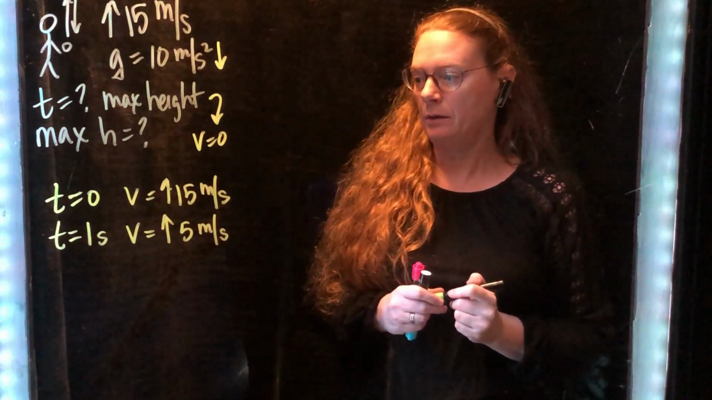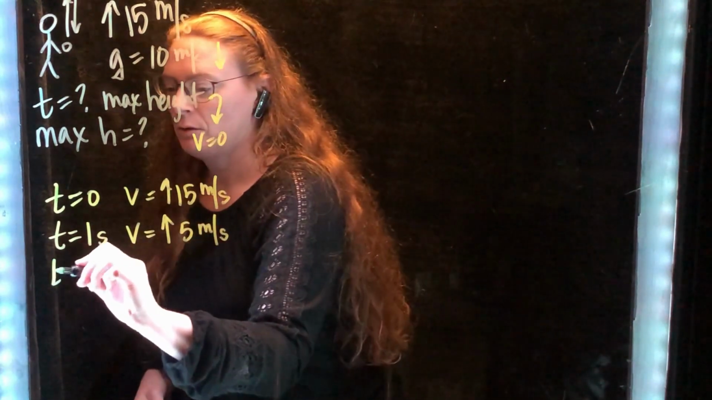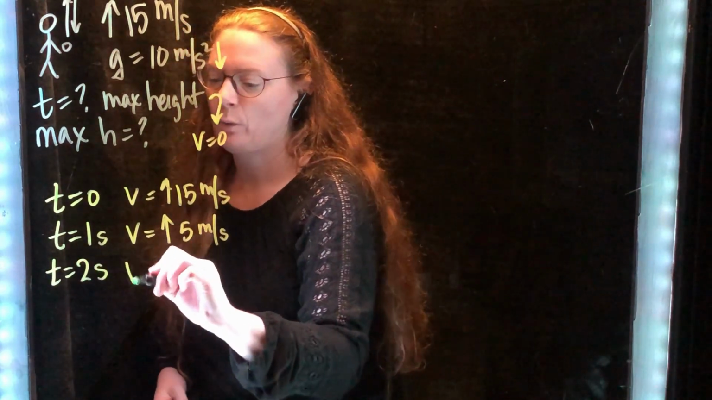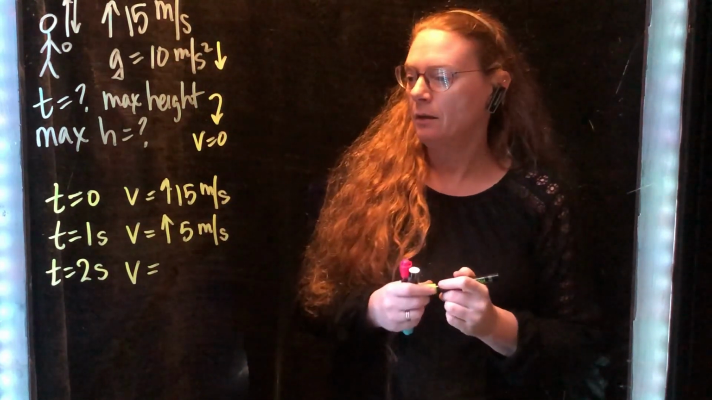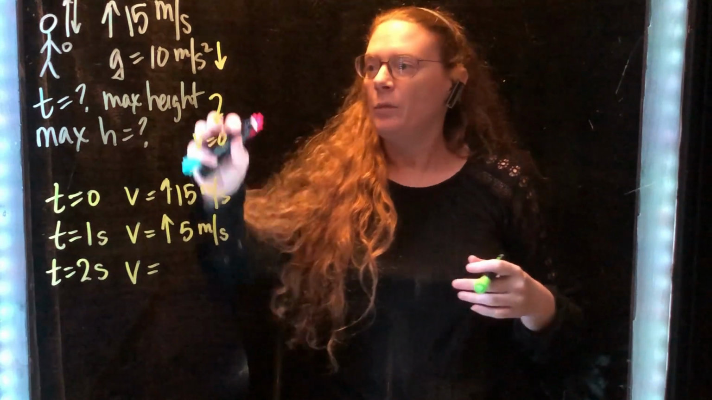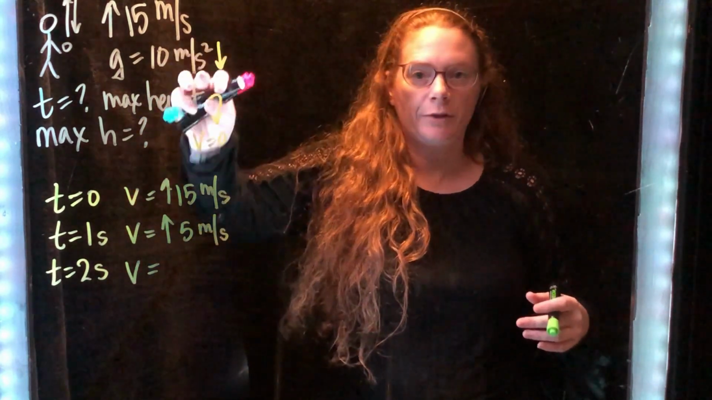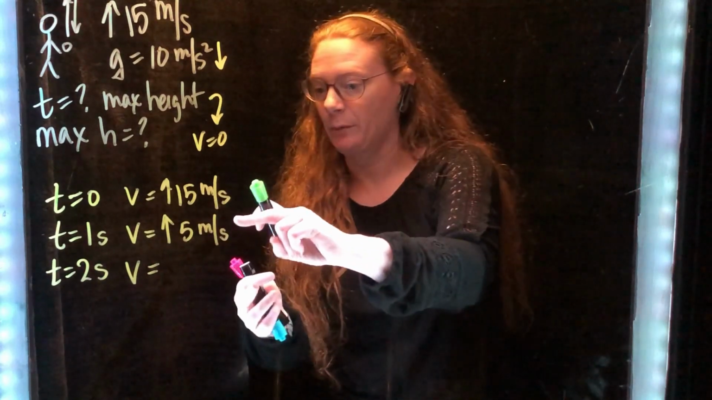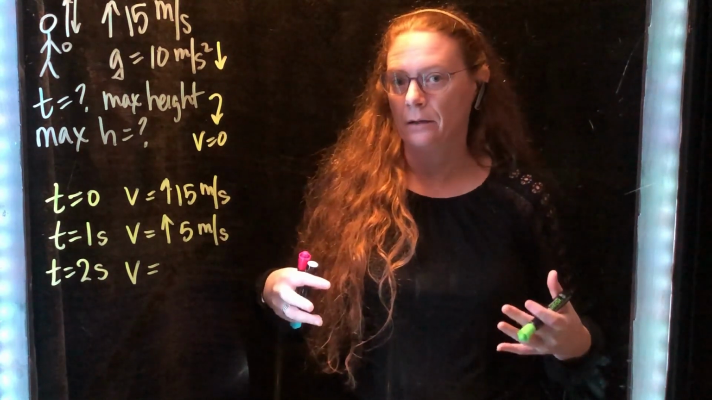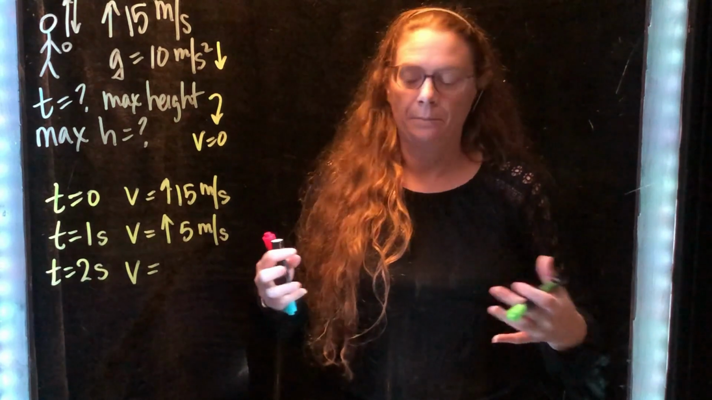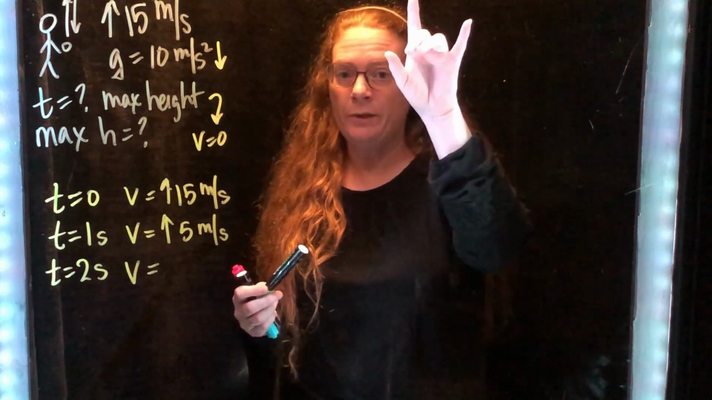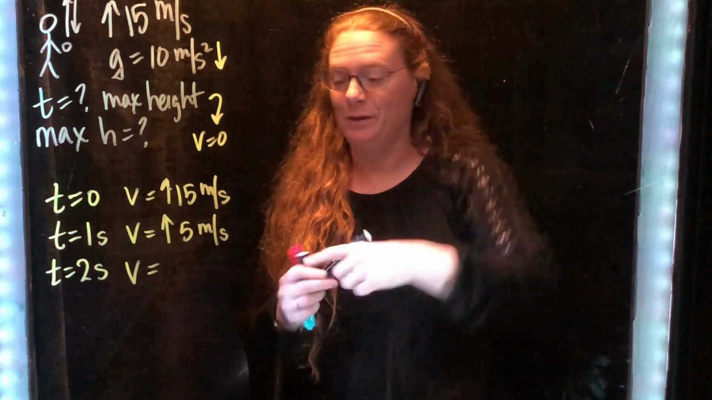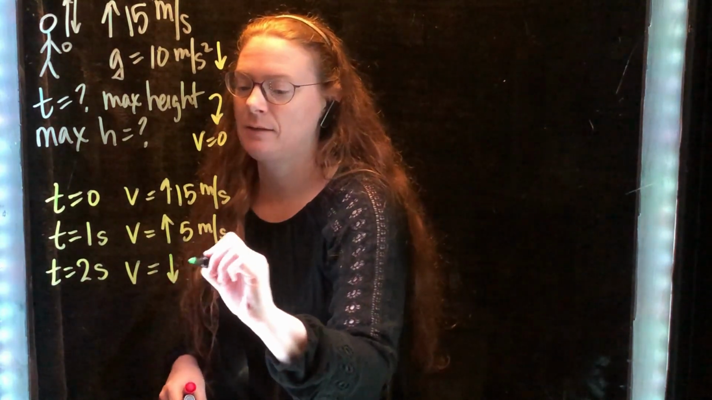All right, let's go for 2 seconds. What is our velocity at 2 seconds? Well, again, because our acceleration is 10 meters per second, every second, downwards, in this second from here to here, we've lost another 10 in speed. So from 5 upwards, we're going 5 downwards. 5 minus 10 is negative 5.